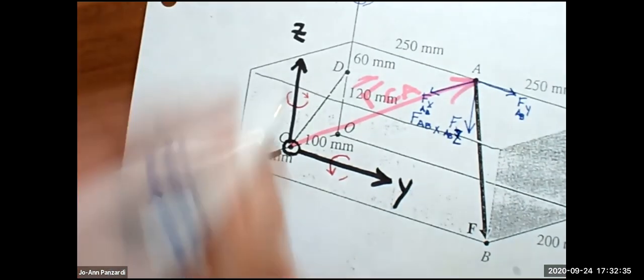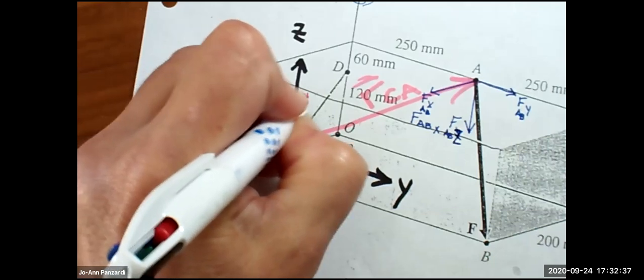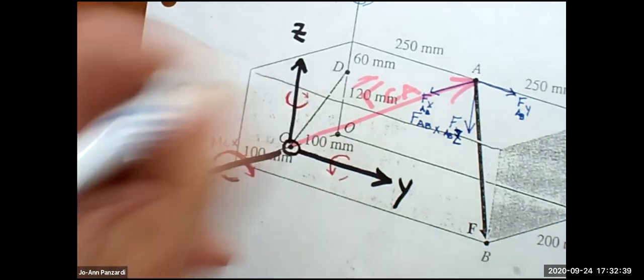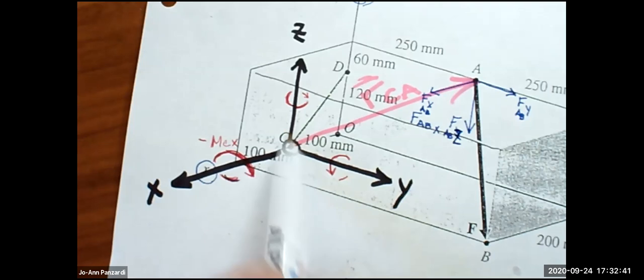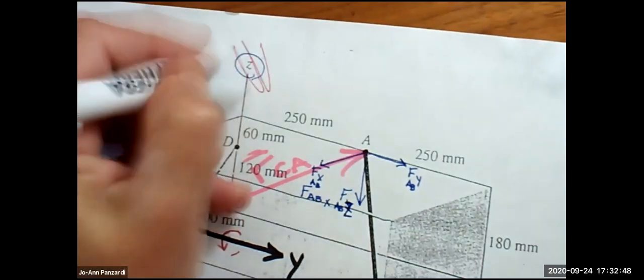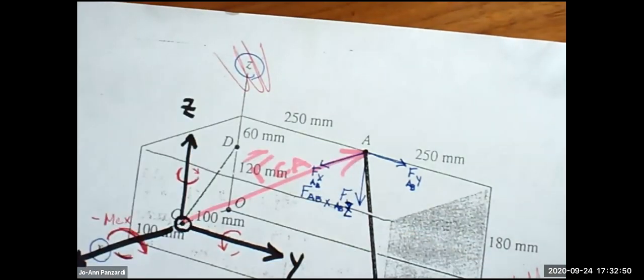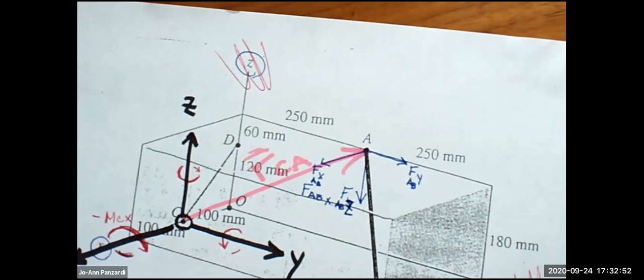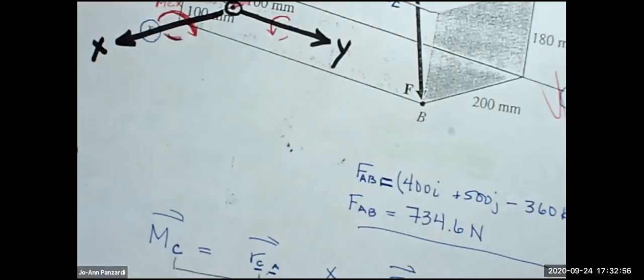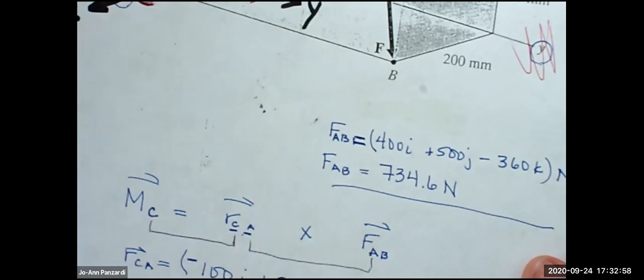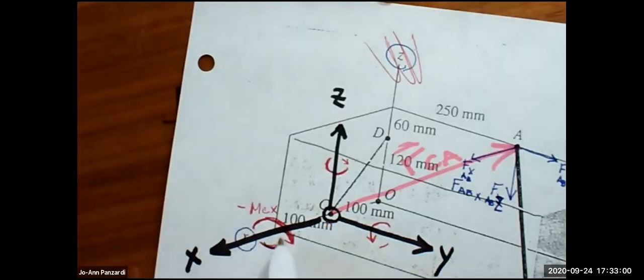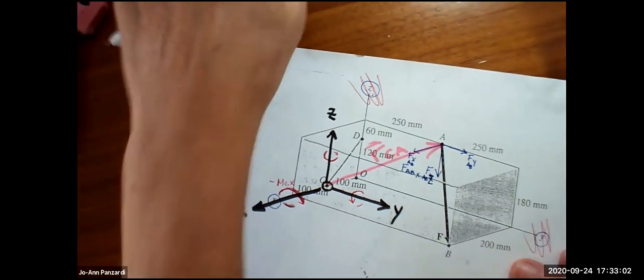The important thing to know, though, is, well, there's many important things, but if you want to draw the spin, you've got to draw a new axis. So if you want, cross out the old axes so you don't get confused. The key is we are finding the moment about point C. And we're finding the X, Y, and Z direction.